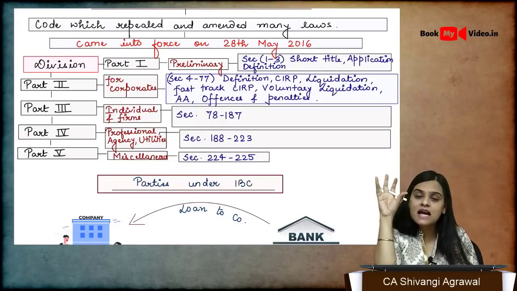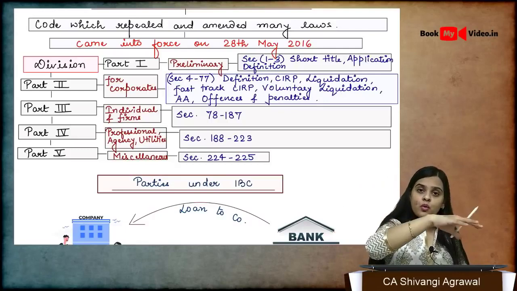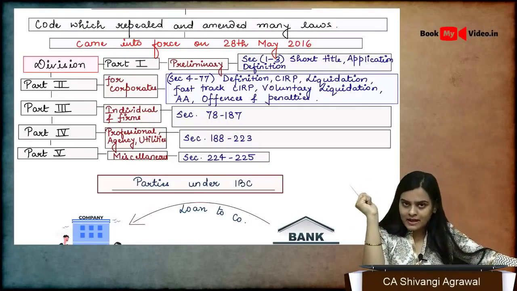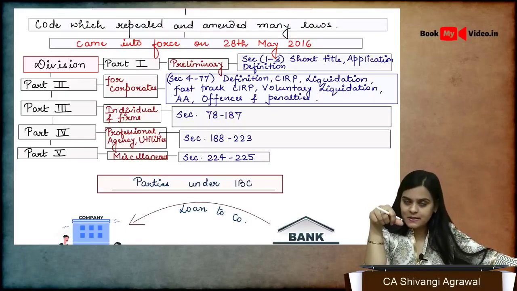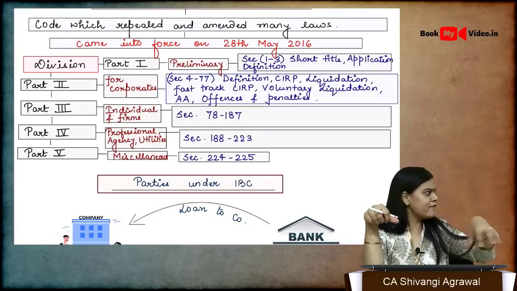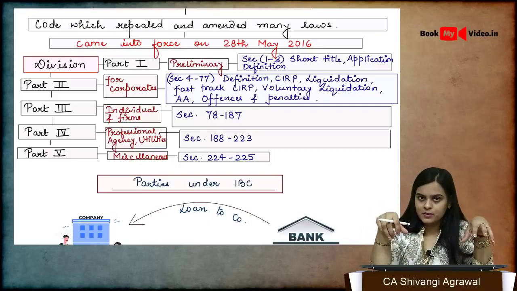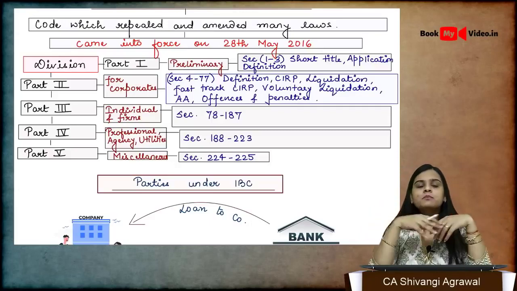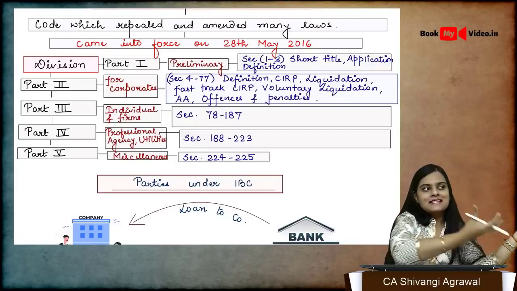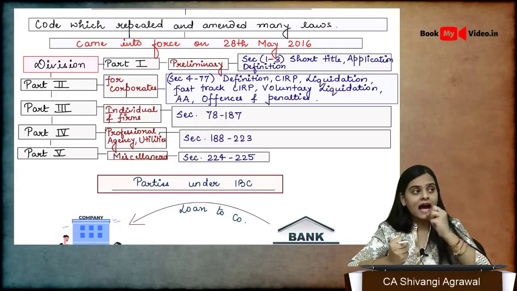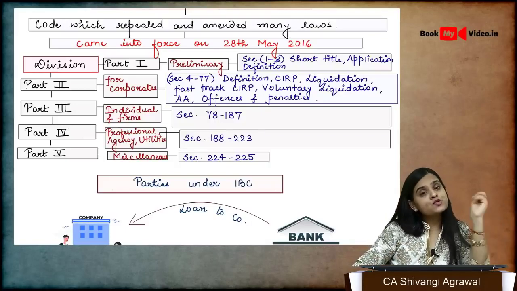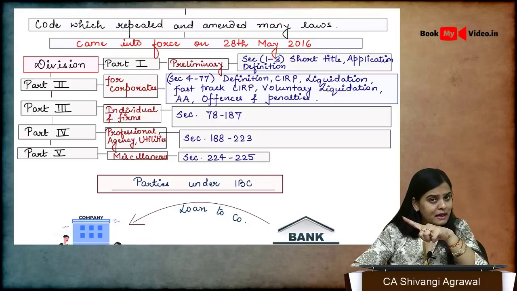Now, who has established IBBI? The Central Government has established IBBI to oversee the whole proceedings under IBC. So it is the authority which is governing everything under IBC. Okay, that means, ma'am, if supposedly a company has taken a loan from a bank and the company is unable to repay the loan, the bank is going to move to IBBI and make an application?